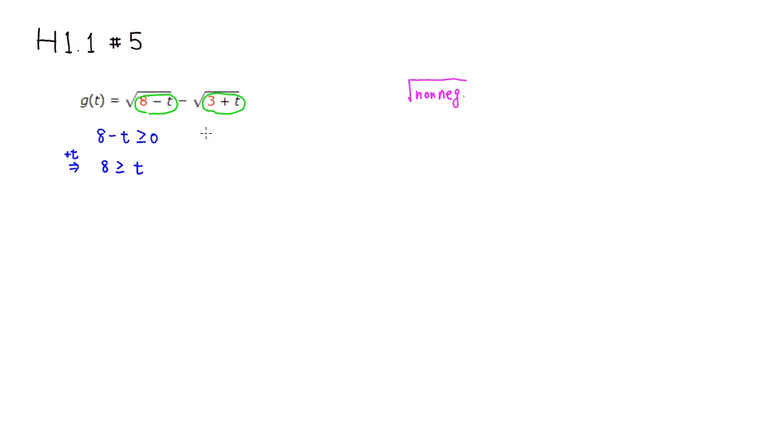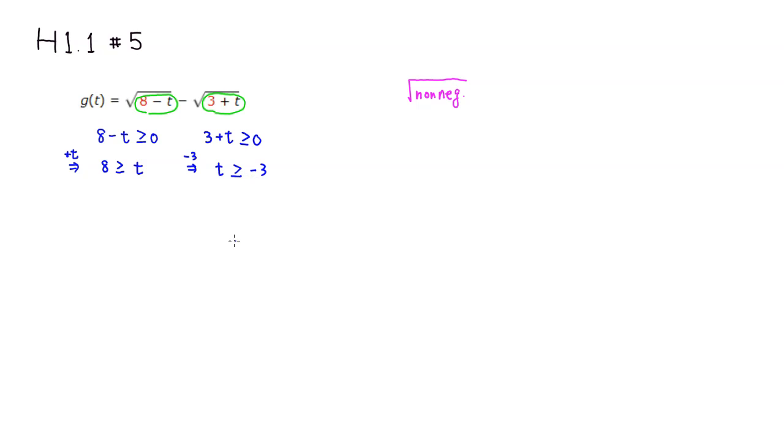Second, you have 3 plus t, which is the other expression inside the square root. We have to make sure that it is greater than or equal to 0. We can isolate t by subtracting 3 from both sides. So you have t all by itself on the left-hand side, greater than or equal to 0 minus 3, which is negative 3.